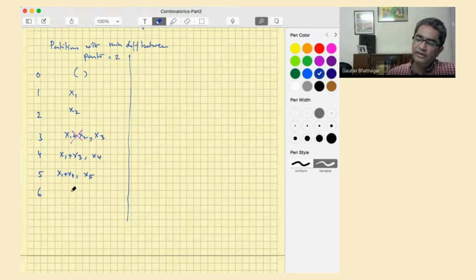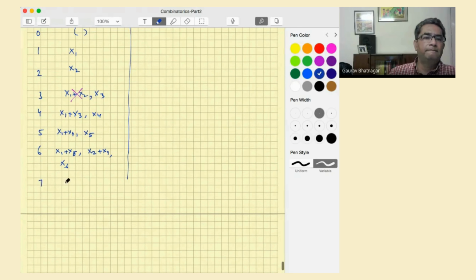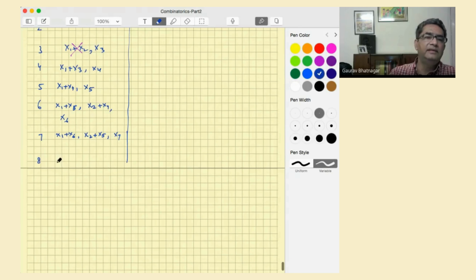There are 2 more for 6. There are so few that it's a good idea to do a lot more. So x1 plus x5, then x2 plus x4 is okay. 2x3 is not okay, and x6. So 6 gave me 3. Then x1 plus x6. x1 plus x2 plus x4 is not allowed, but x2 plus x5 is there. x3 plus x4 is not there. And we have x7. So 7 has 3.